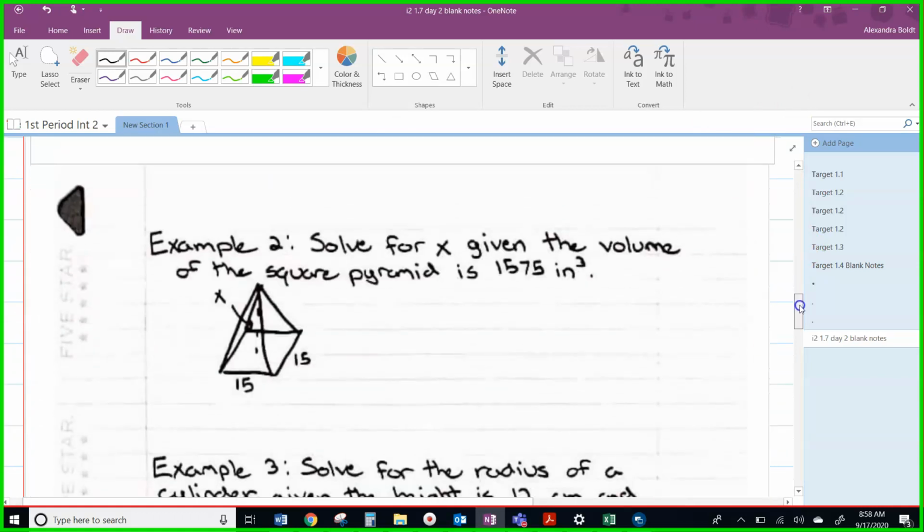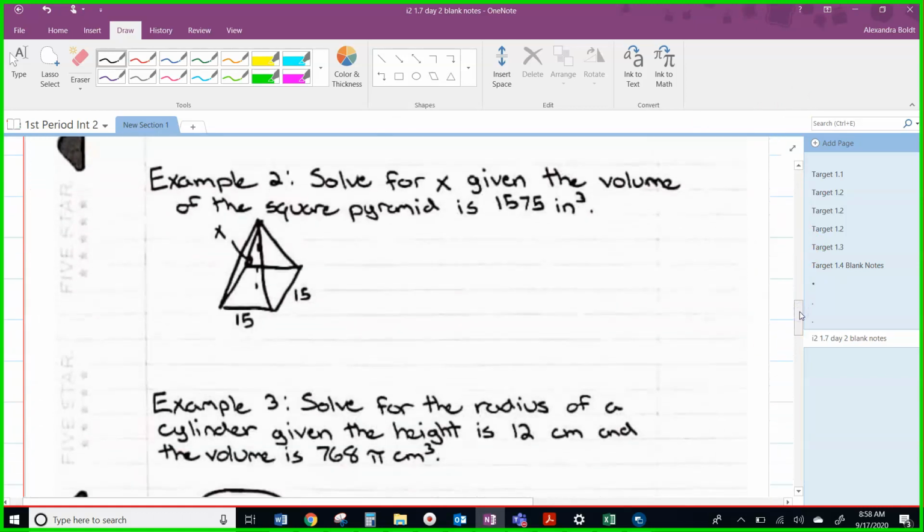Okay, let's look at example 2. Example 2 says, solve for x, given the volume of the square pyramid is 1,575 inches cubed. Okay. So now here, we're kind of going backwards again. Here, I know the volume, but I don't know x, which is the height. We're still going to use our formula. So now we're applying the formula in a different way.